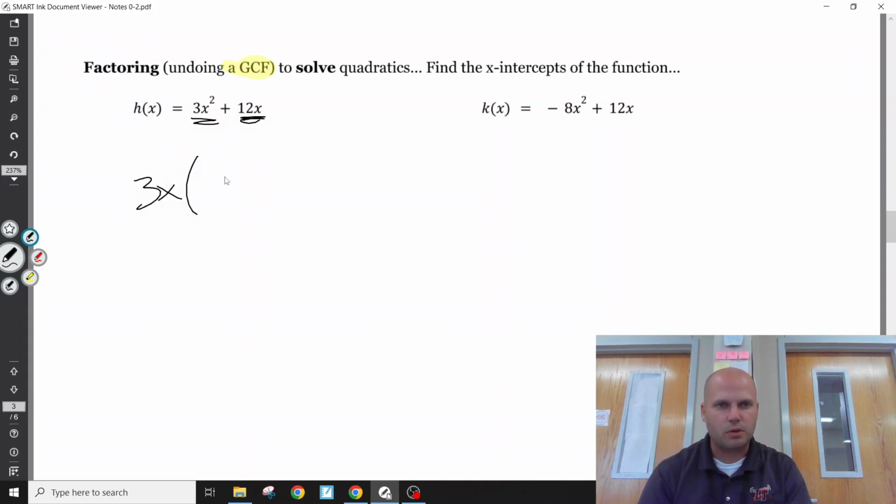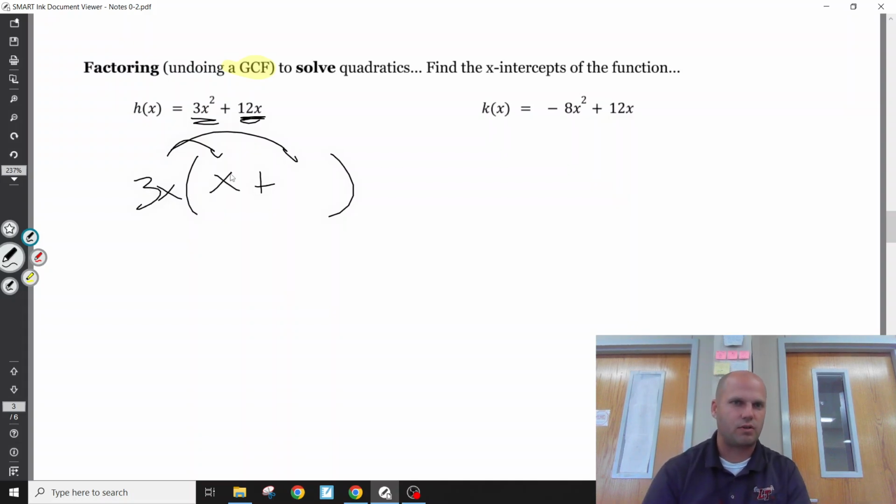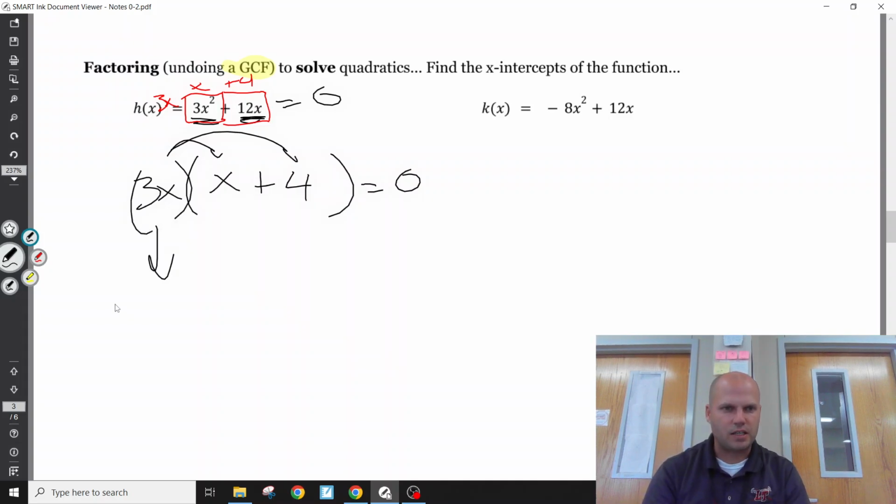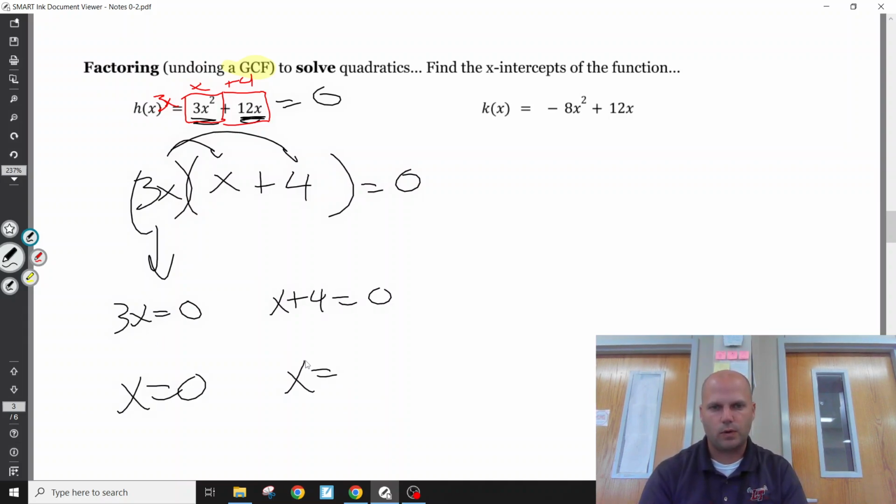Now, if you're undoing distribution, make sure that when you distribute, you're going to get what you have. So 3x times x is 3x squared. 3x times 4 is 12x. You might be familiar with doing this with like a box. If you like to use a box for multiplication, you can undo multiplication by undoing the box, like that. We have this set equal to 0. We have two pieces of the product equal to 0, 3x equaling 0, x plus 4 equaling 0. Solve this by dividing by 3. Solve this by subtracting 4.